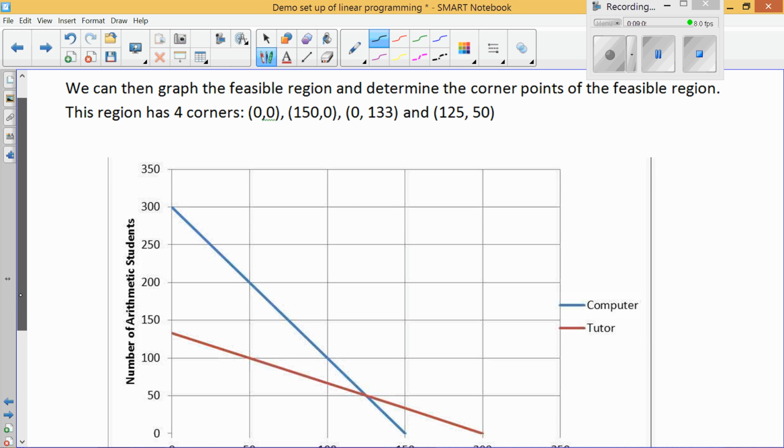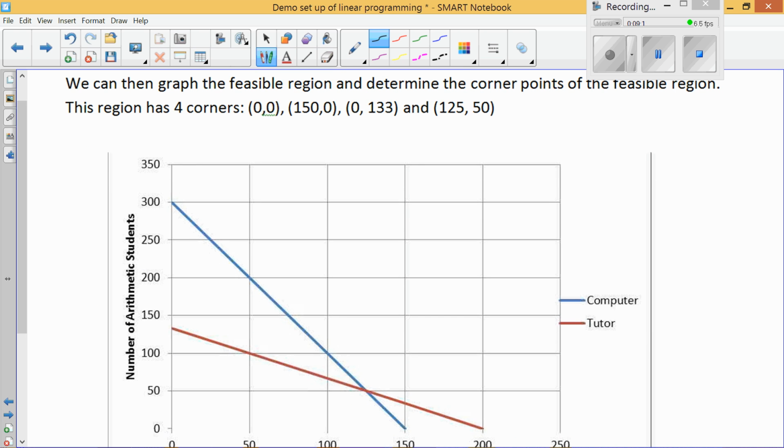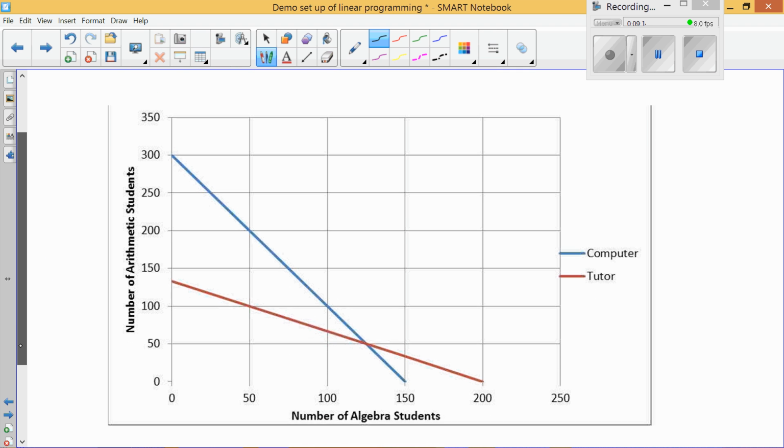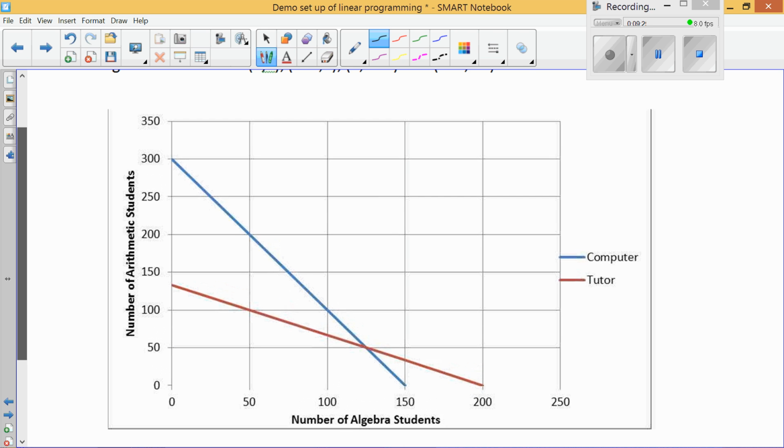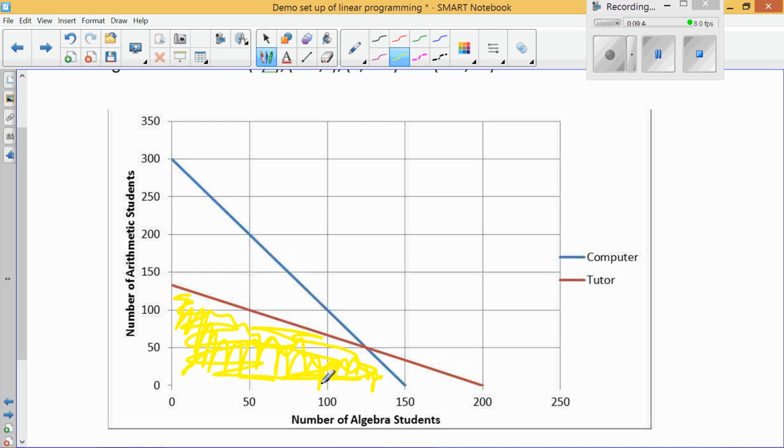Okay, we can then graph the feasible region and determine the corner points. The blue line is our computer resources, the 2x plus 1y less than or equal to 300. And then the tutoring, that was 1x plus 1.5y less than or equal to 200. Because these are less than or equal, our feasible region is going to be this area in here. This area represents the product mix that satisfies both of our constraints.